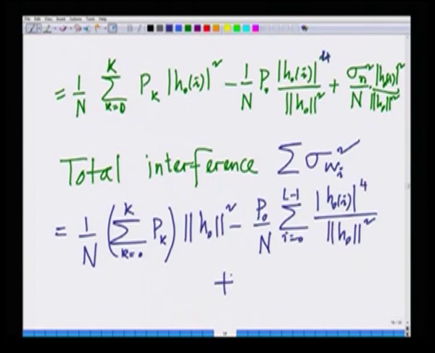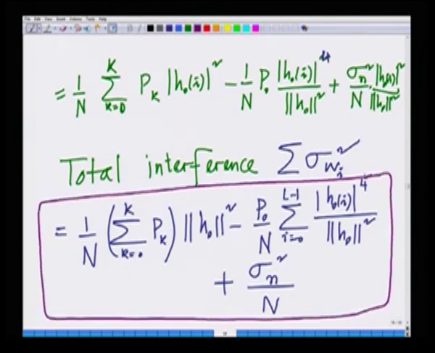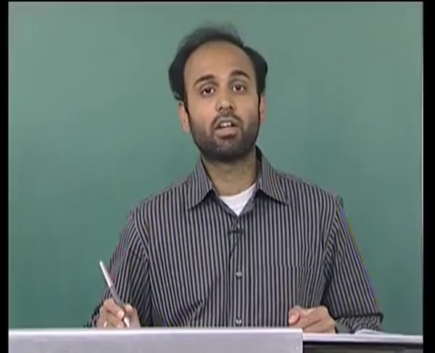Plus summation sigma n squared over n, summation of magnitude square of H naught of i is nothing but magnitude H naught square divided by magnitude H naught square, both of these cancel. So, when you sum across all branches, you will get sigma n squared over n. Let me highlight this again. This is the total multi-path interference plus multi-user interference plus noise.